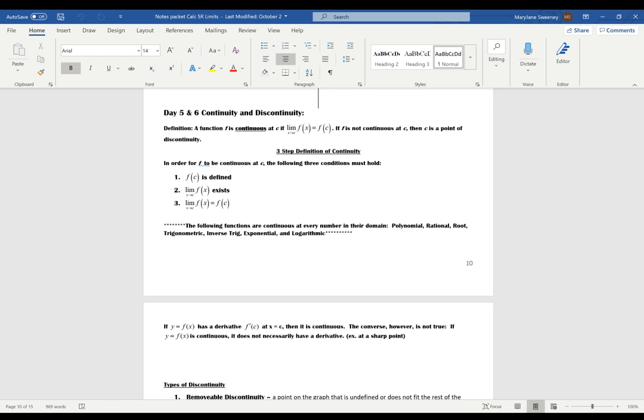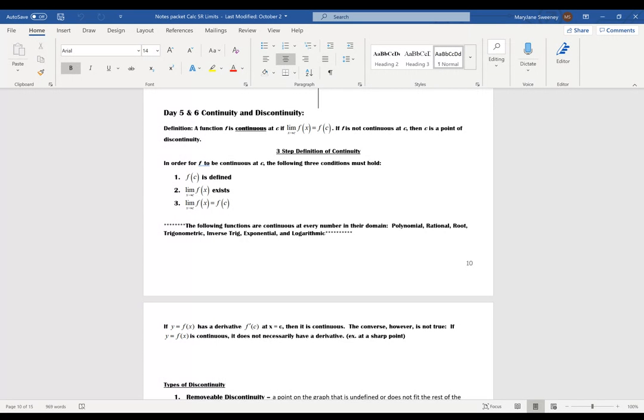Okay, day 5 and 6, continuity and discontinuity. A function f is continuous at c if the limit of f of x as x approaches c equals f of c. If f is not continuous at c, then c is a point of discontinuity.